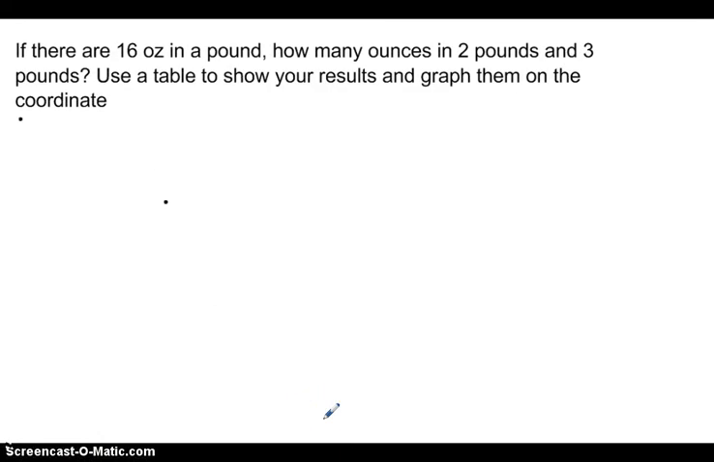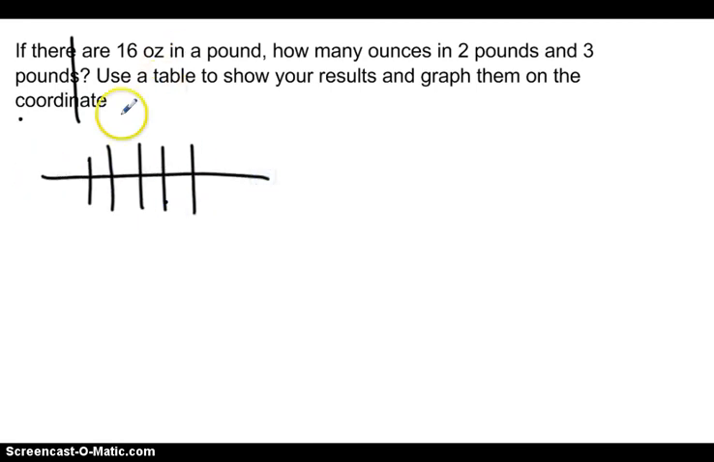In this problem, it says if there are 16 ounces in a pound, how many ounces in 2 pounds and how many in 3 pounds? Use a table to show your results and graph them on the coordinate grid. So we're going to go ahead and set up a ratio table. We're going to compare ounces to pounds. I'll use LBS for pounds.